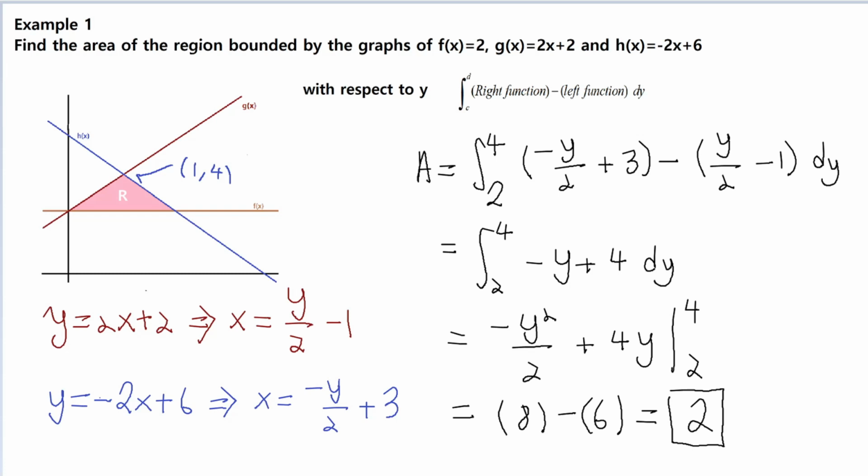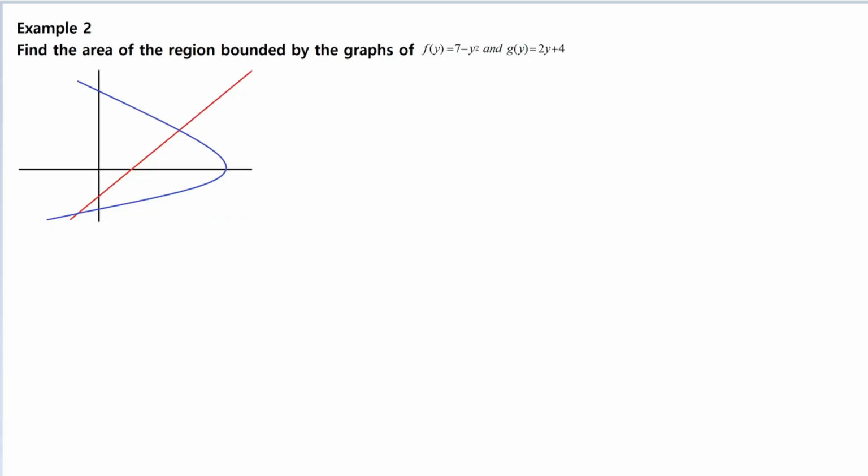So as you can see, both methods will get you the answer of 2. If you solve it in respect to dx, you'll have to separate the area into two pieces because they have different tops. But if you solve it in respect to y, you could solve it as one integral because there's a consistent right function. So depending on what kind of function you have, you might want to consider using respect to y or respect to x to solve the area between two curves. Now moving on to the next example.